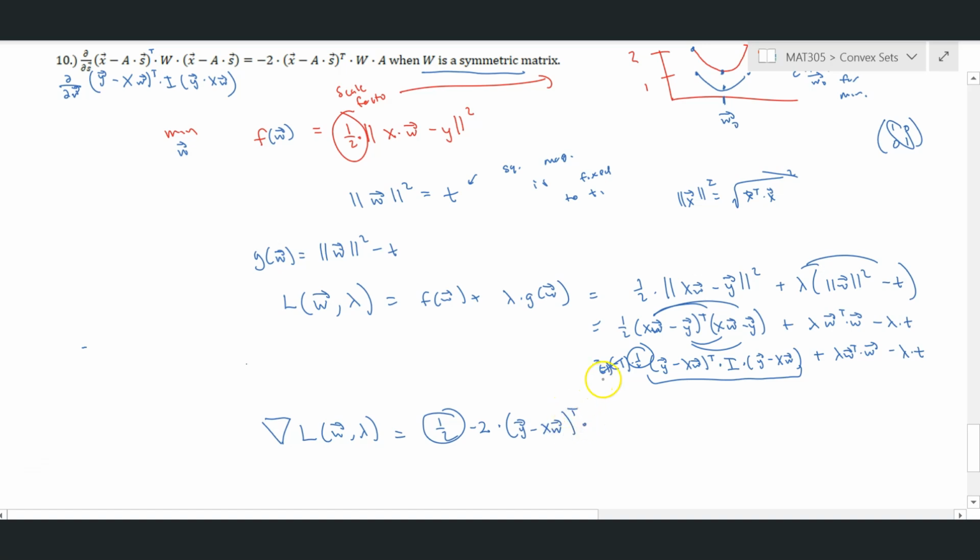transpose times W. What's W? Well, W is the identity matrix for us, multiplied by A. And what is A? Well, A is our X matrix. So we didn't need to do any foiling. We got to use that property with just a little bit of manipulation. So that's going to come out to negative 1 times y minus Xw transpose times matrix X. Perfect. Now we just need to worry about this last term.